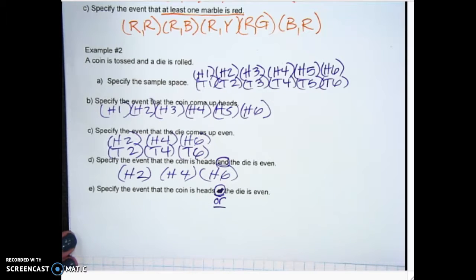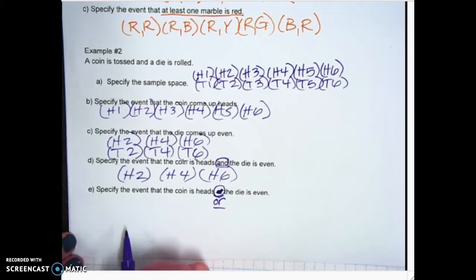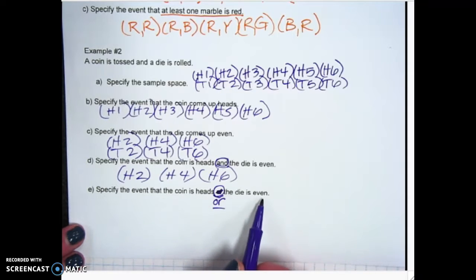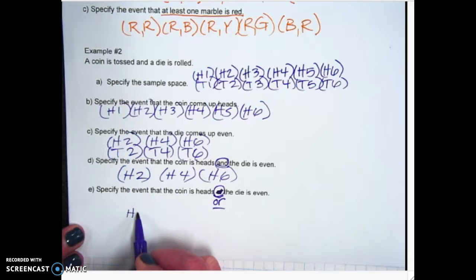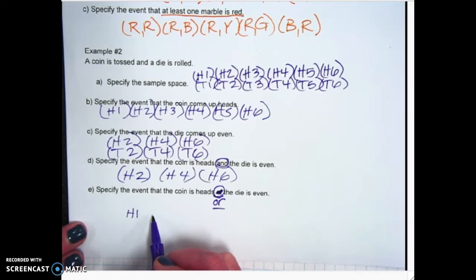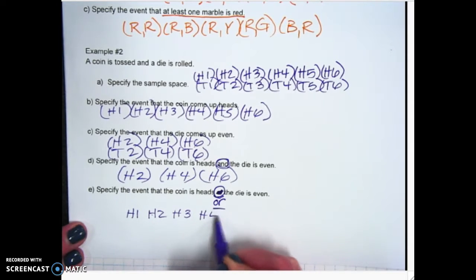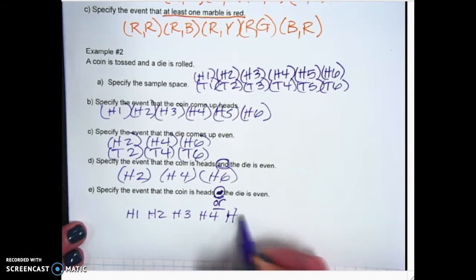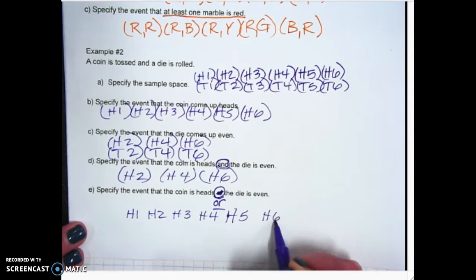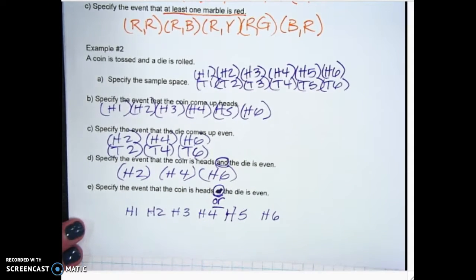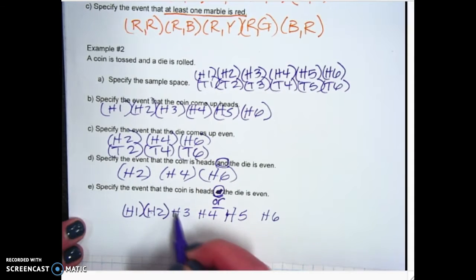Sorry, that should say or. So it could be heads or the die could be even. So with heads, you could have odds as well, so heads 1 through 6. It's or, it can't be and. D was and, E is or. That's the difference between the two. If it's both, then it's and, not or.